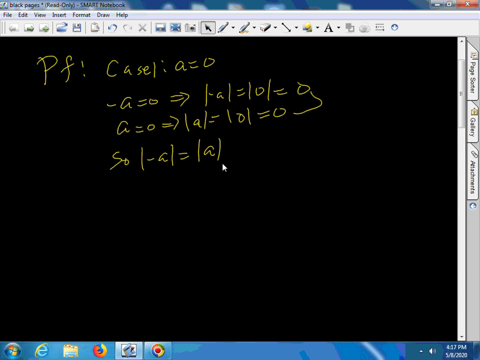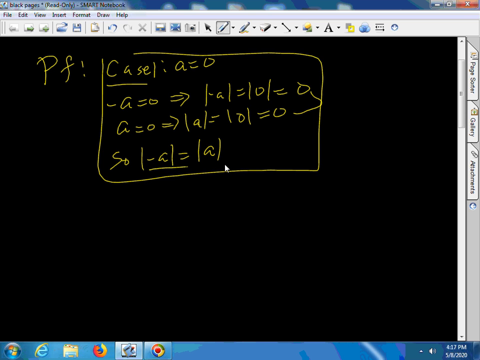So, the next case will be, say, a is positive. Let us suppose, so case 2, a is positive. That was case 1, and we got the results we wanted. Now, case 2. Suppose a is positive. Okay, so the absolute value of a is a.